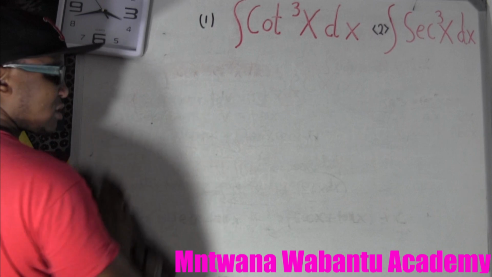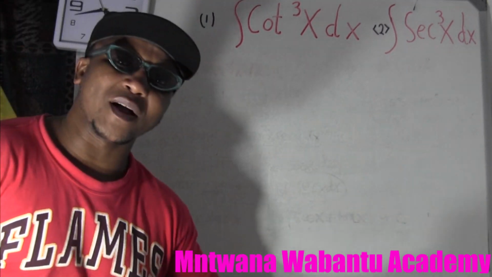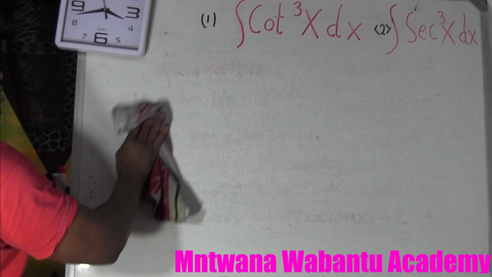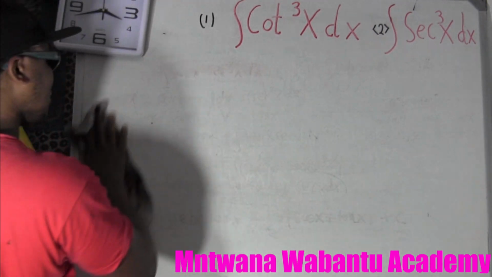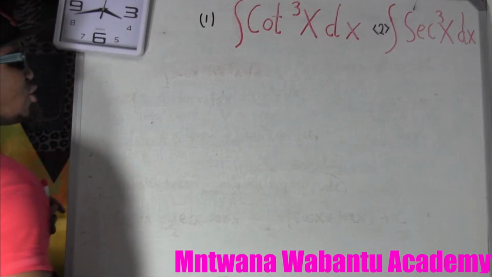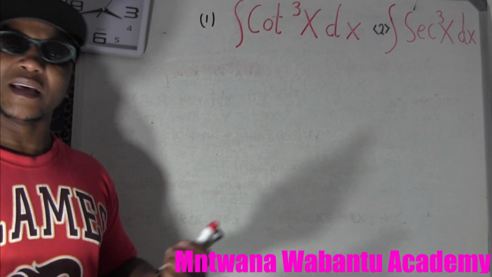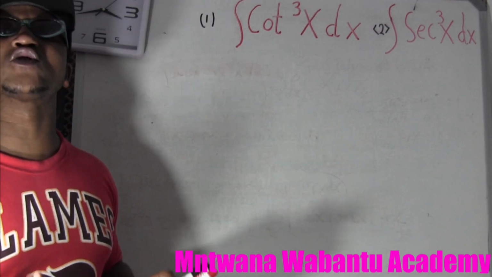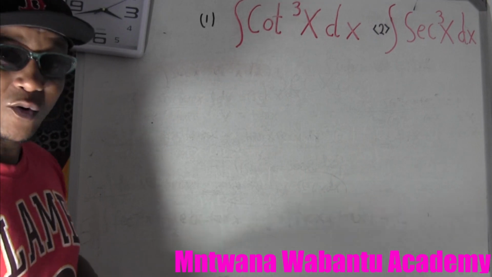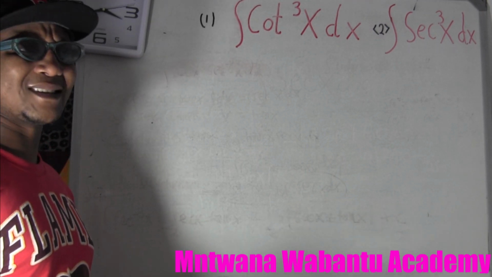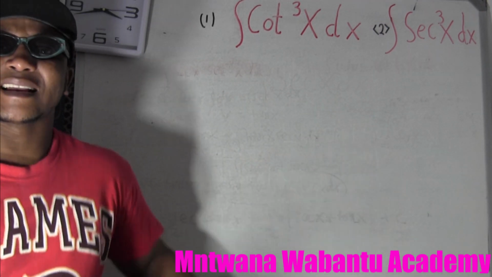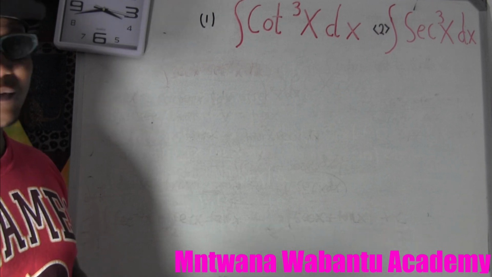Don't say, oh, this is cot, so since it's cot cubed, let me do by parts. It's going to be tough for you. Not all the time do we just jump to by parts. You have to do a lot of questions to identify, when you look at the question, that this must be by parts, this should be substitution. So do so many questions. Like me, if I look at the question, I know exactly this is by parts, this is by substitution, because I've done thousands of questions.